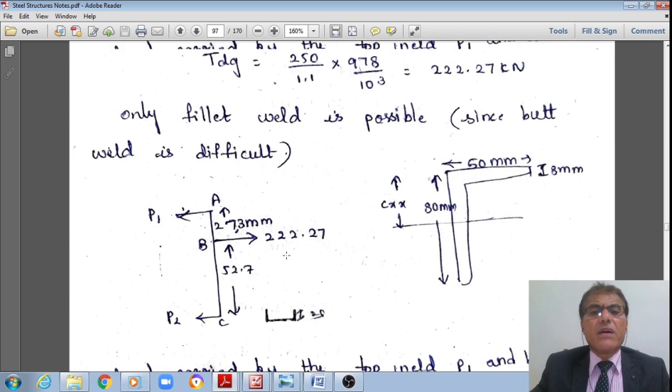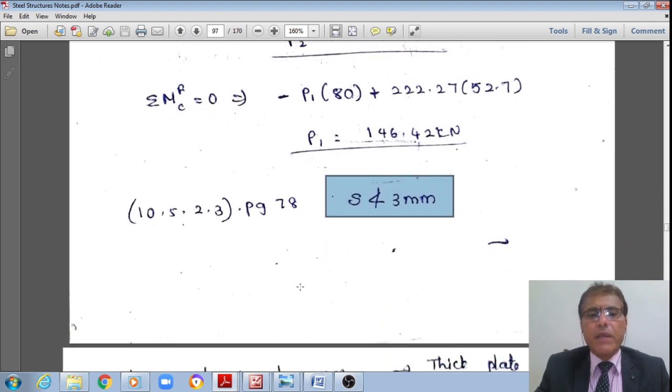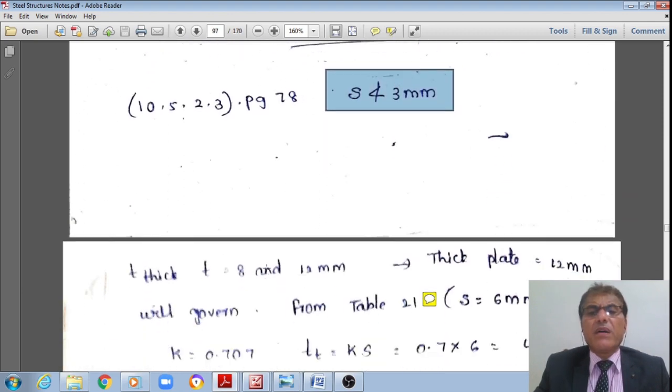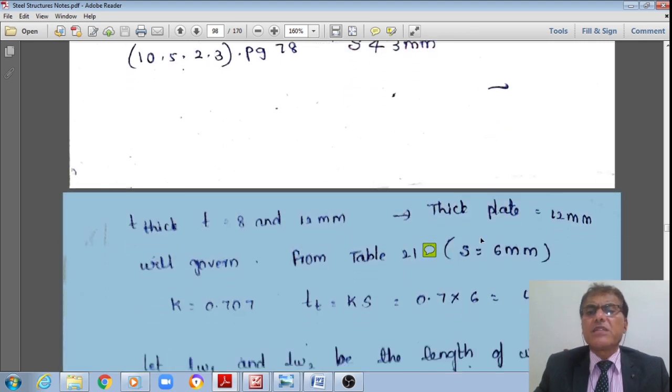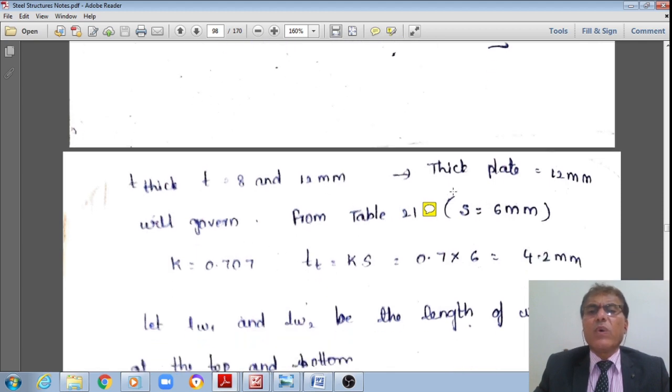Hence, now I'll say that the size should not be less than 5 mm actually, right? Size should not be less than 5 mm. Then what I'll do is, this is how the size should not be less than 5 mm. However, now let the size of the fillet weld be equal to 6 mm.